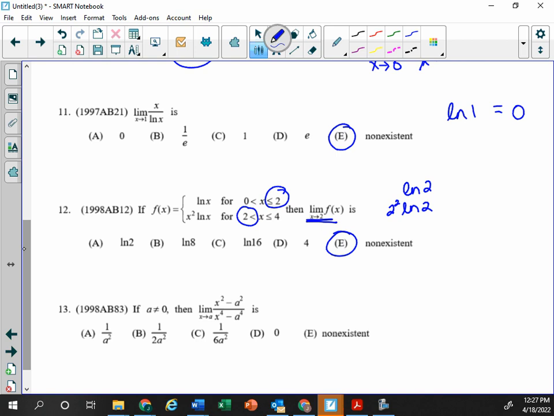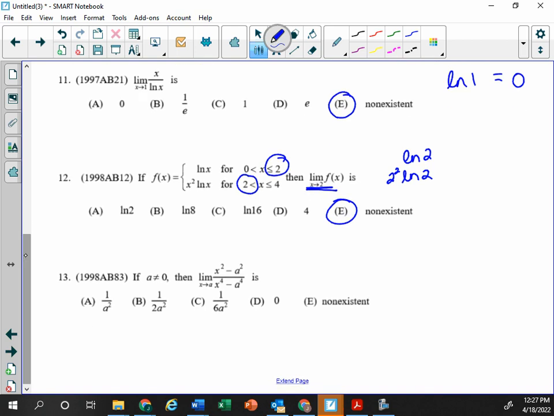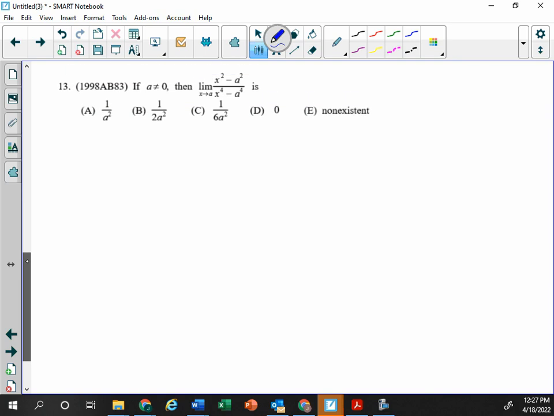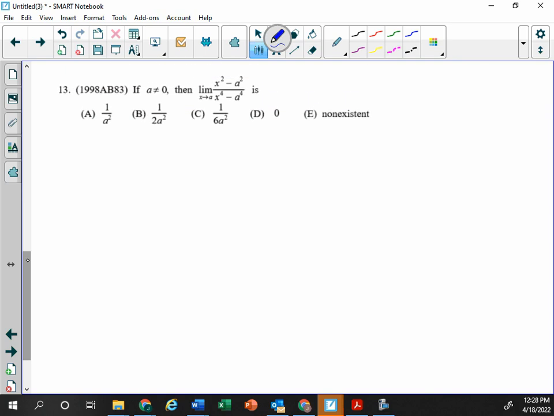Yeah, non-existent, that's the same as does not exist. All right, guys, one more. Don't worry about that part. All right, this one, it says if a does not equal 0, then the limit as x approaches a of x squared minus a squared over x to the 4th minus a to the 4th is which of these things?